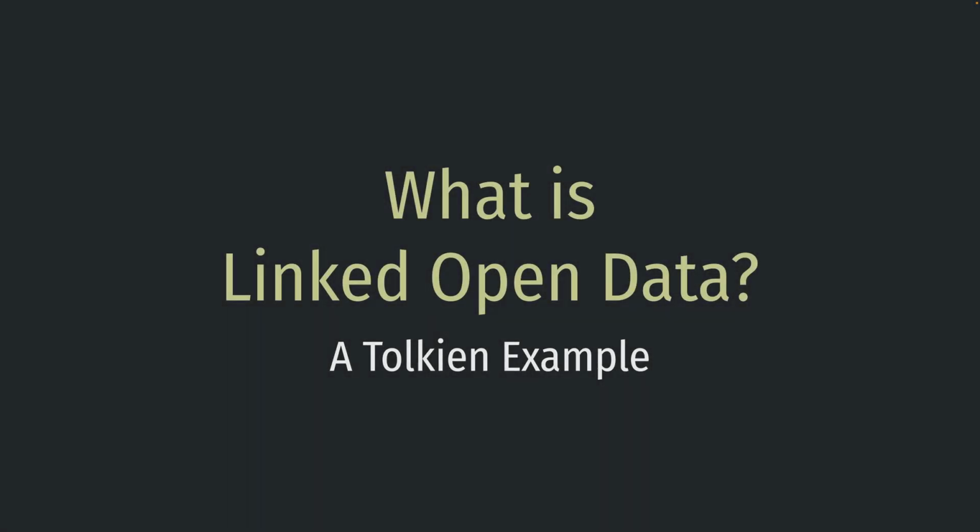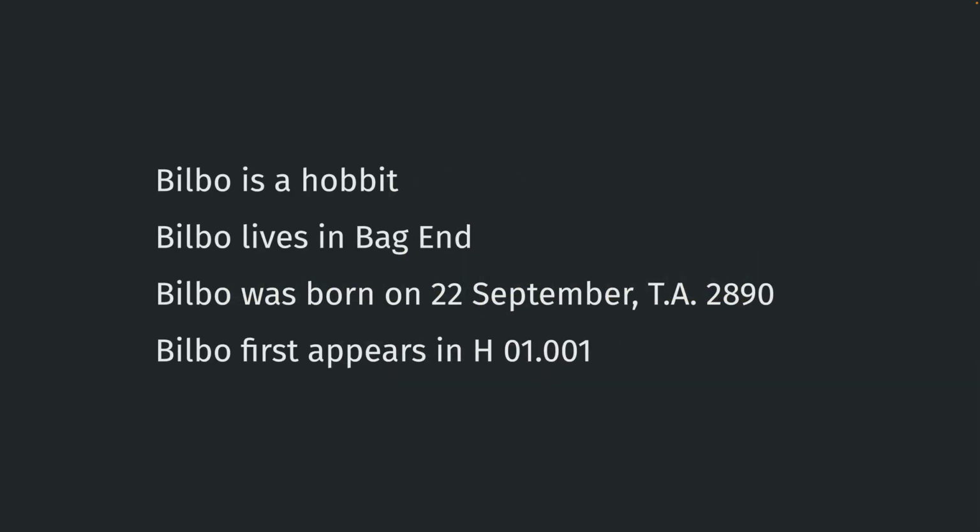What is linked open data? Let me explain with some Tolkien-related examples. Consider the following statements. Bilbo is a hobbit. Bilbo lives in Bag End. Bilbo was born on the 22nd of September, Third Age 2890. Bilbo first appears in the first paragraph of the first chapter of The Hobbit.